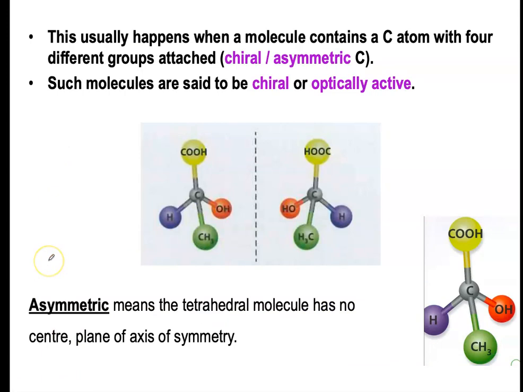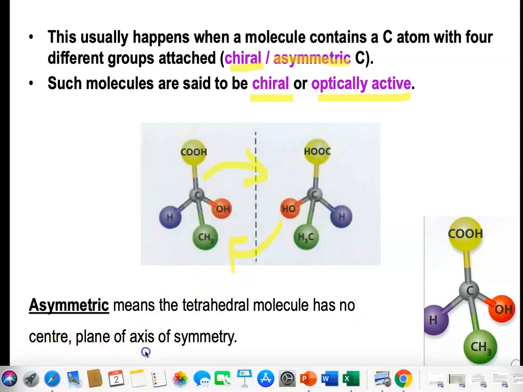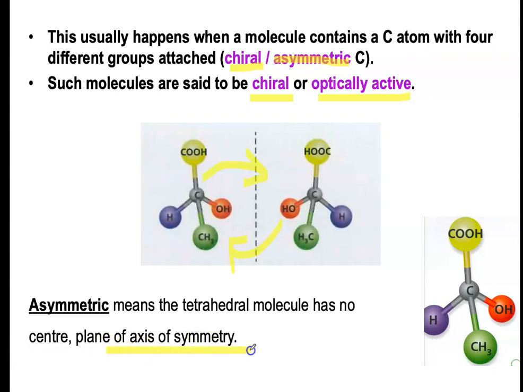Right, moving on then. So here are some examples. A molecule, as I said, just a recap of it, which has 4 different groups attached. We call this a chiral carbon. We also call this an asymmetric carbon. It's chiral and it's optically active. Optically active means it will rotate plane polarized light either in this direction or in this direction. Asymmetric means the tetrahedral molecule has no centre or plane or axis of symmetry, so it does not have a line of symmetry.